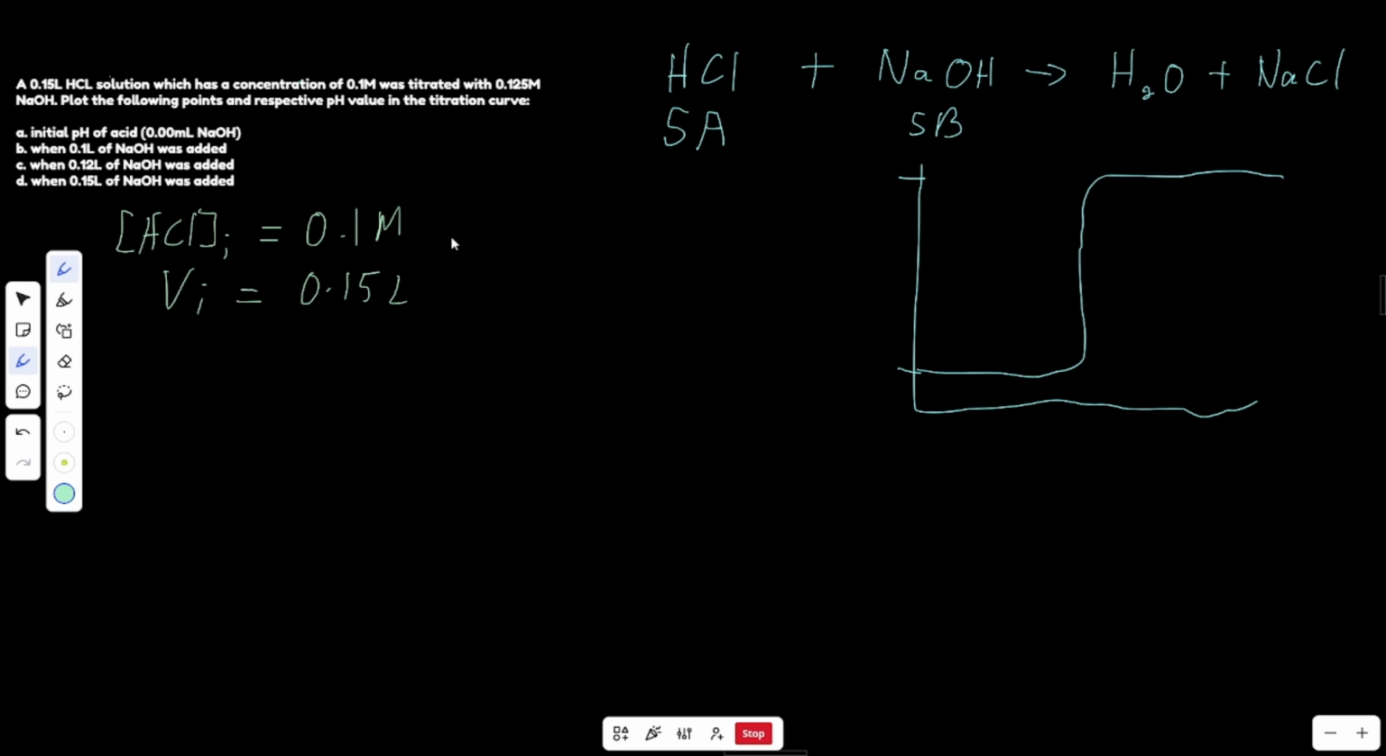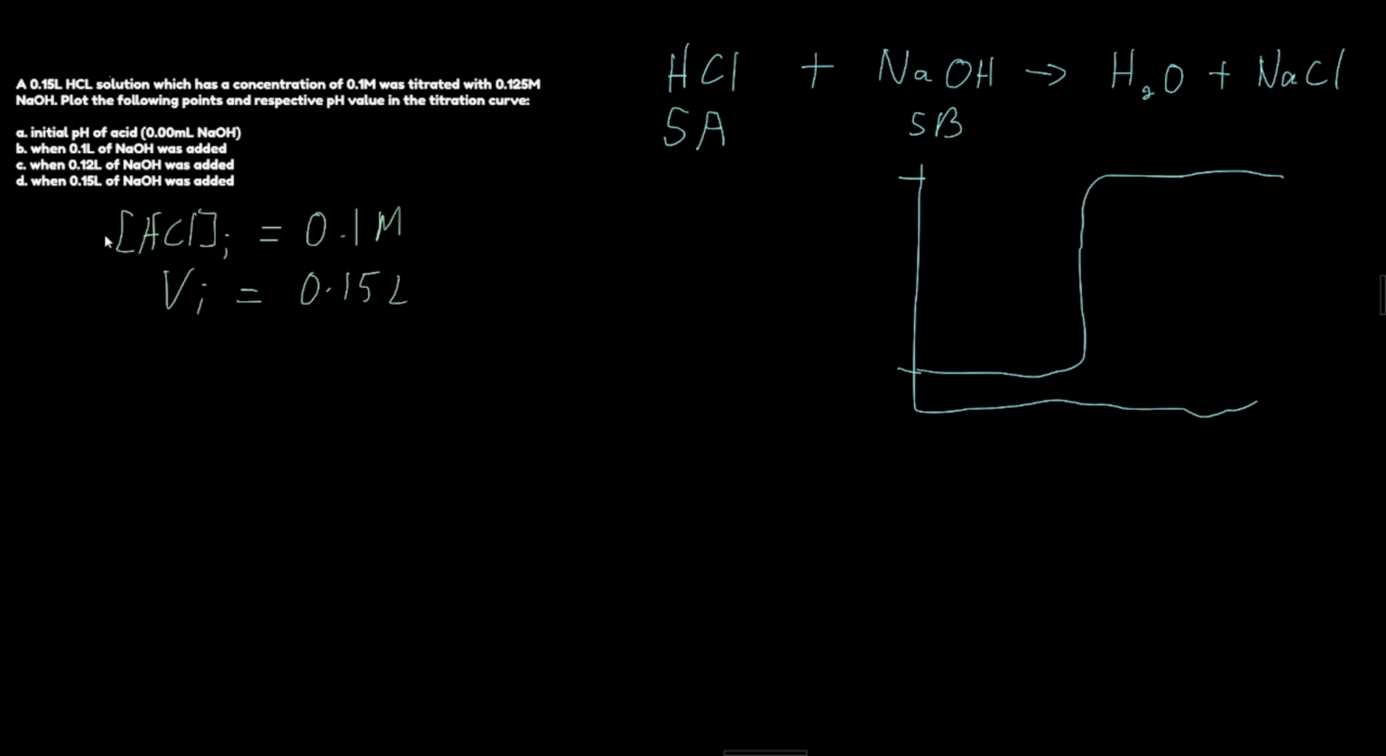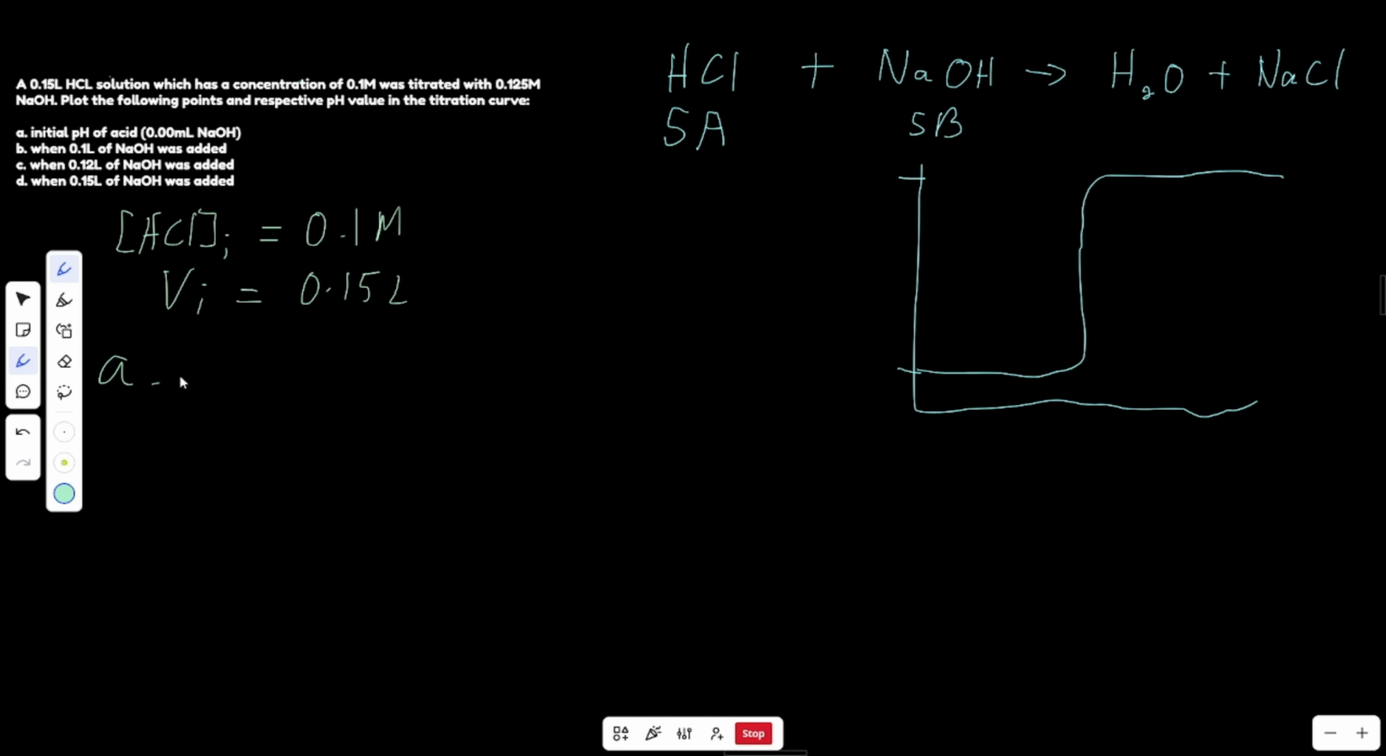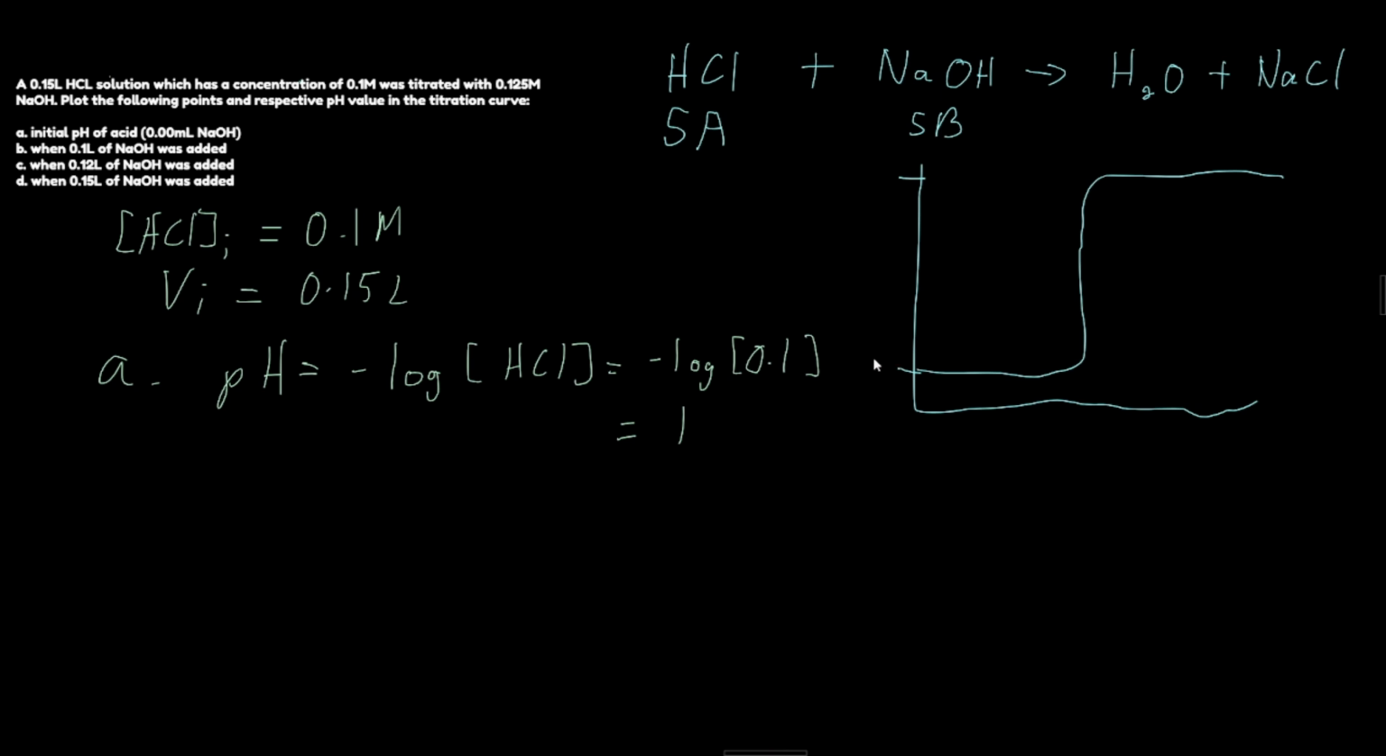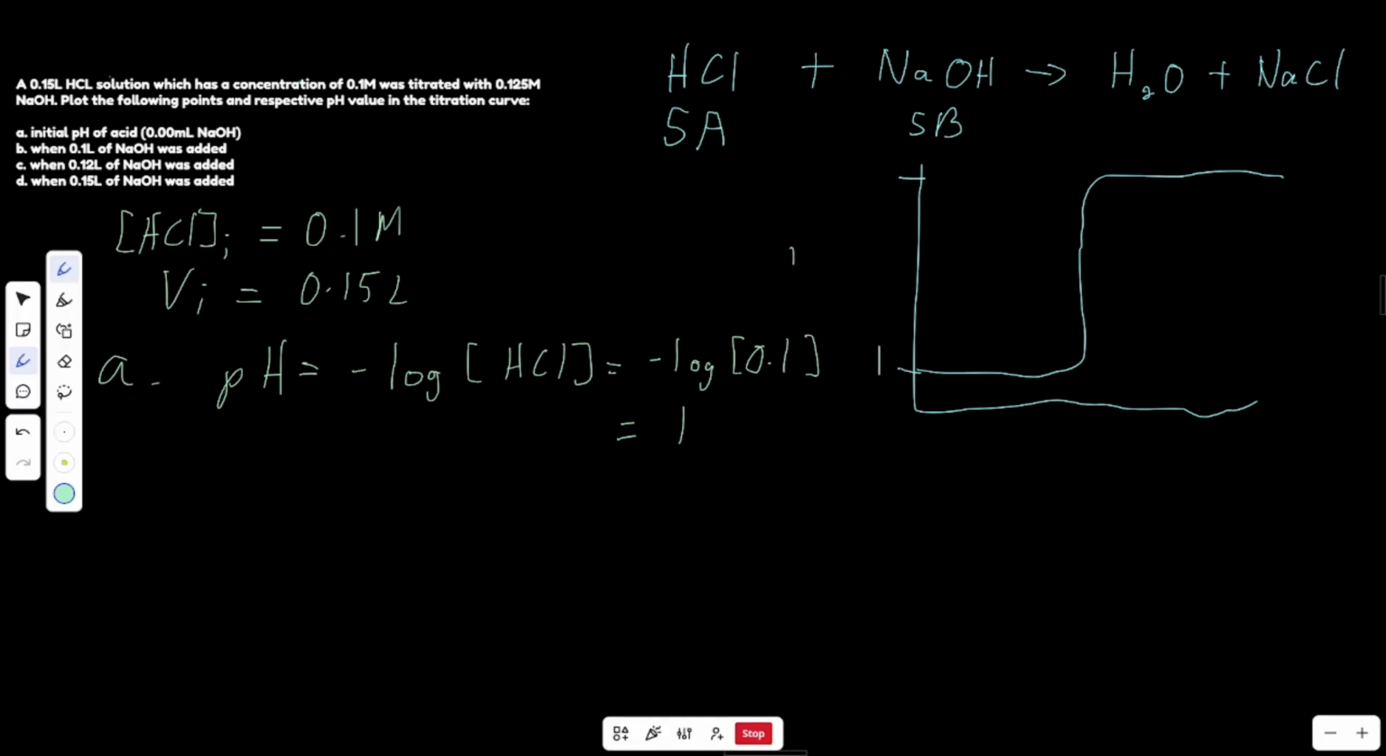Right. Now for A, we want to get the initial pH, right? So how do we get the pH again? We get the pH by getting the negative logarithm of the concentration of acid, which is HCl. This is equal to negative log of 0.1 molar. This is equal to 1. So our pH at the beginning is equal to 1. So that means here we start at pH.